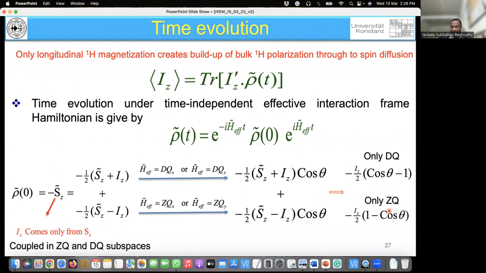And when we have purely zero quantum, we have the Iz magnetization as this expression.